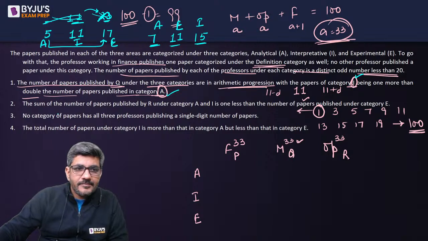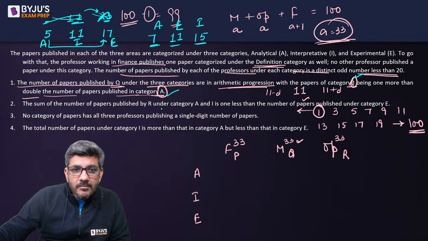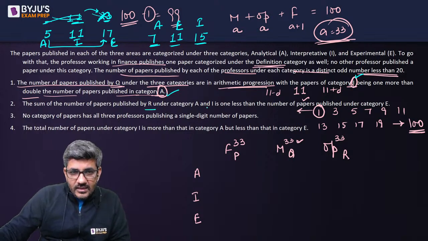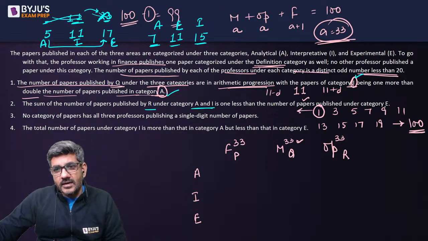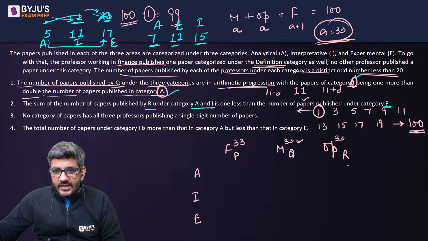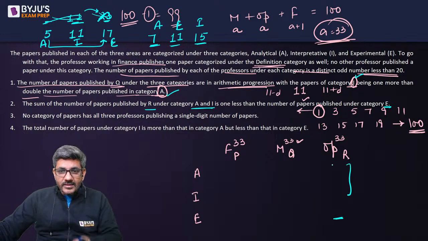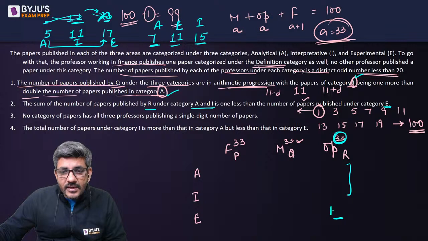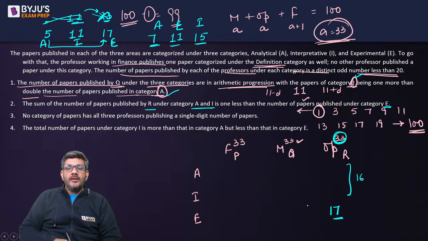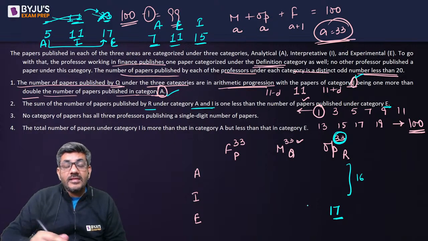आगे बढ़ जाते हैं. The sum of the number of papers published by R under categories A and I is one less than the number of papers published under category E. So their sum is one less than this category. Their sum is one less than this category. And the sum of all of them is 33. Can I say the only possibility is when E is 17 and their sum is 16, right? E should be 17 and their sum should be 16.